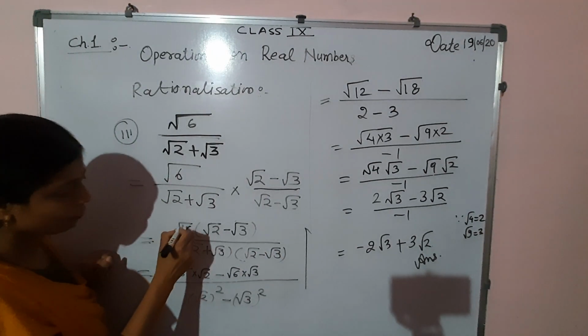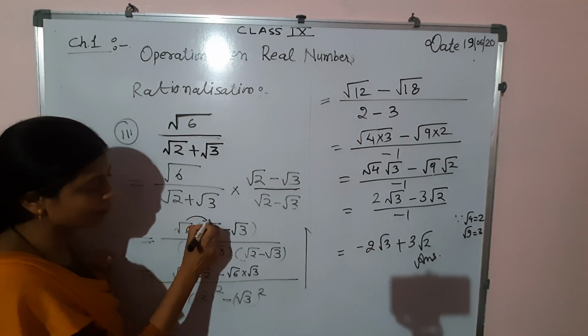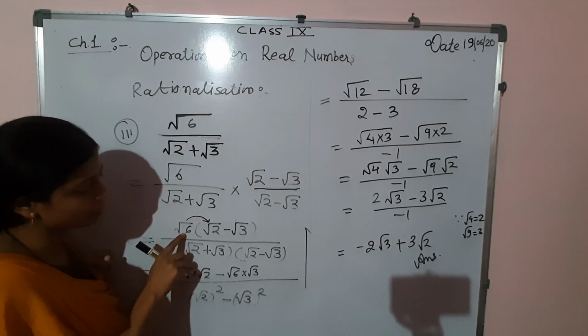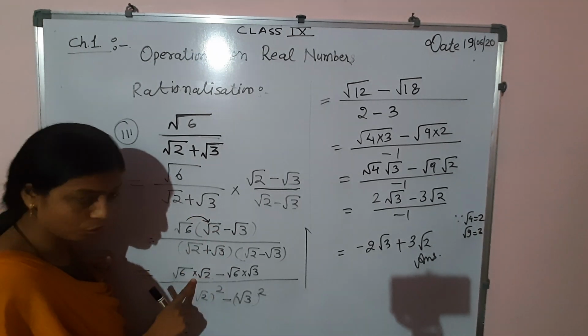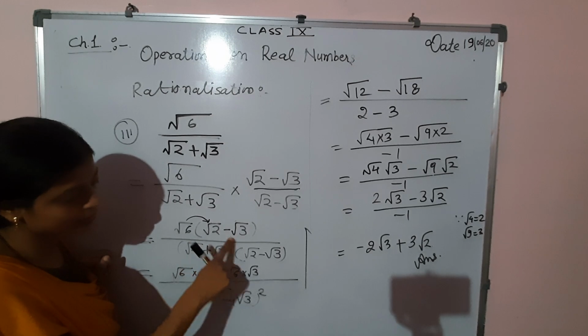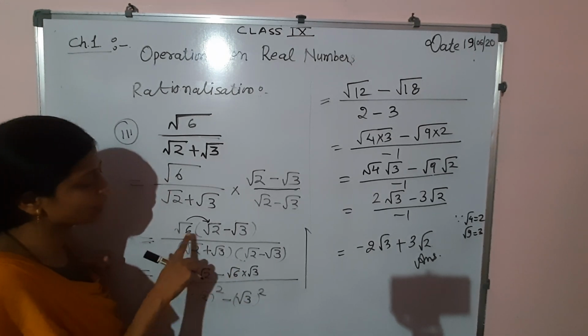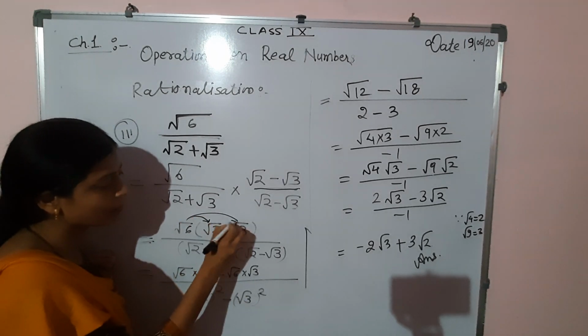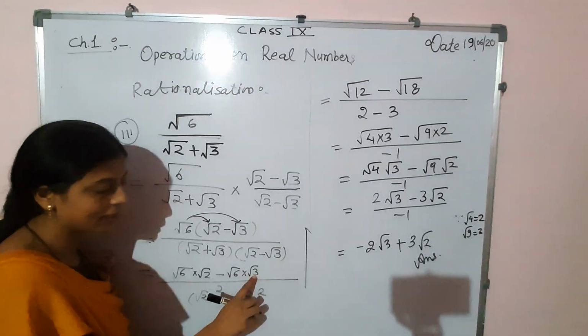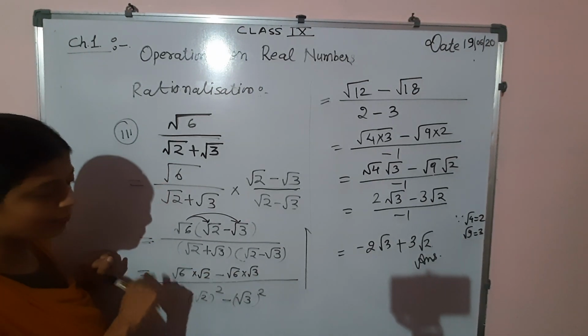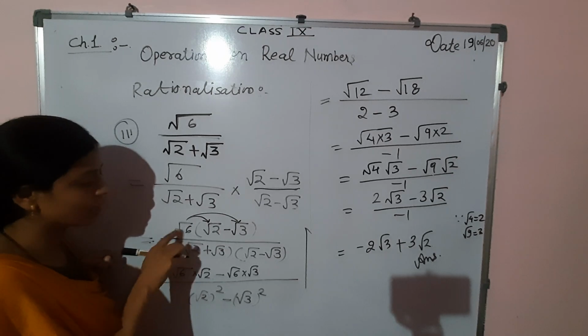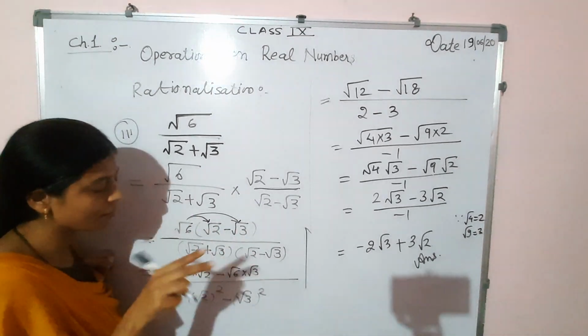How will the multiplication happen? First we open the bracket. So root 6 multiplied with root 2, and now the minus sign is here, so we put the minus sign. Then root 6 multiplied with root 3. After that this multiplication is completed.